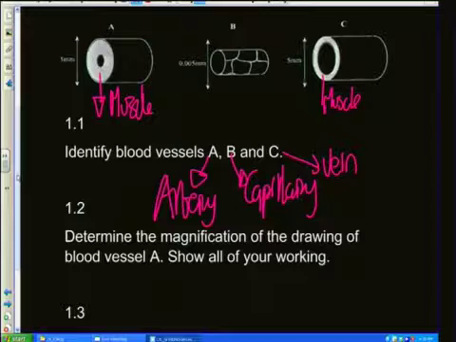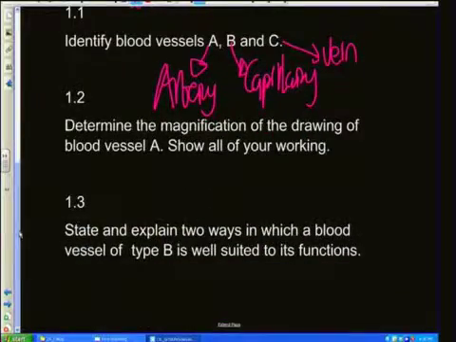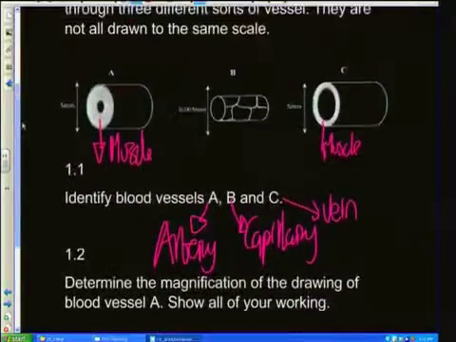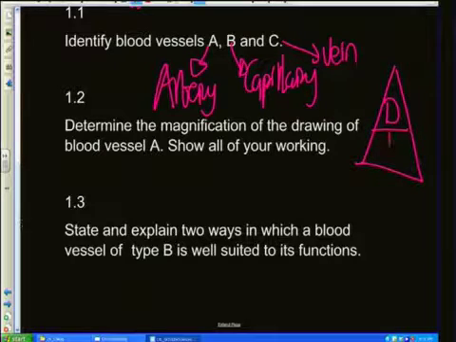As I said to you, looking at the diagram, be able to identify it. Sometimes they, as I've done here, just ask you for identification. Other questions they might say, give a reason. Now the next one goes back to biological skills. It says, determine the magnification of the drawing of blood vessel A. Show all your workings. And I'm not swearing. Remember, it's the triangle. Drawing over actual.